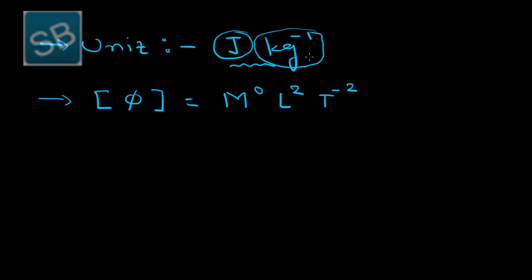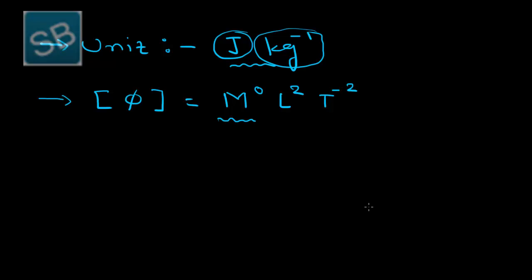So once you are confused that here kilogram inverse is there and here the mass quantity is zero dimensional, so joule is containing the mass quantity with the power 1 and here the power minus 1. So the resultant is 0. And after solving this, you will get this dimensional formula.